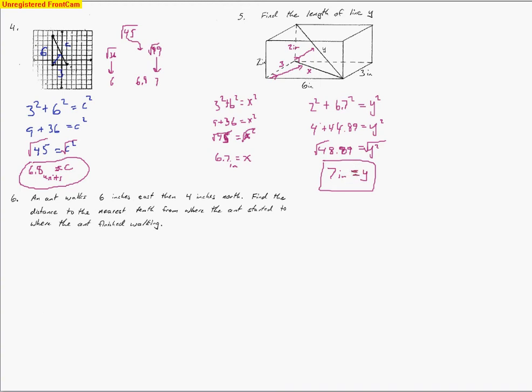So the last problem here talks about an ant that walks 6 inches east. So we need to know which direction is east. Well, north-south, west is to the left, and east is to the right. And so it's walking 6 inches east. So there's 6 inches east. And then it walks 4 inches north. So there's 4 inches north. And they want to find out what is the distance to the nearest tenth from where it started here to where it finished here. So that means I need to find this distance right between these two lines.